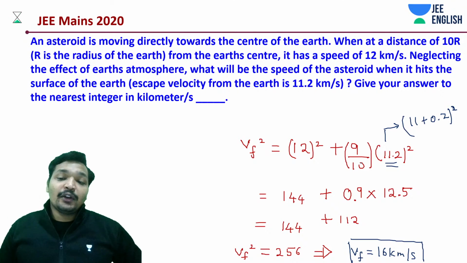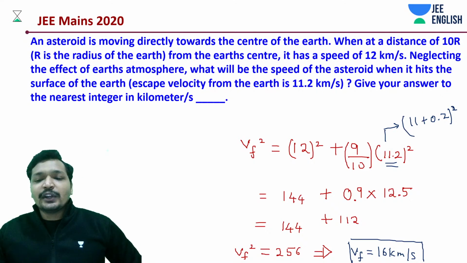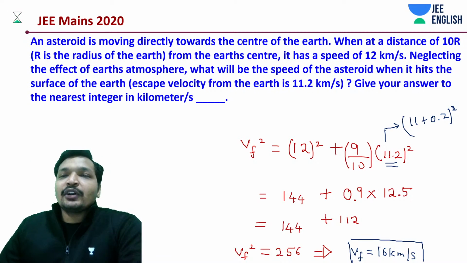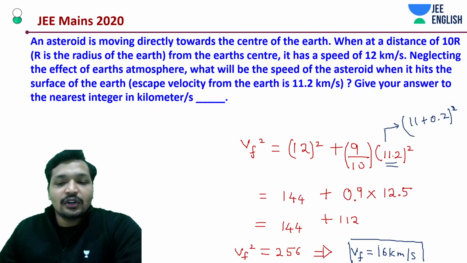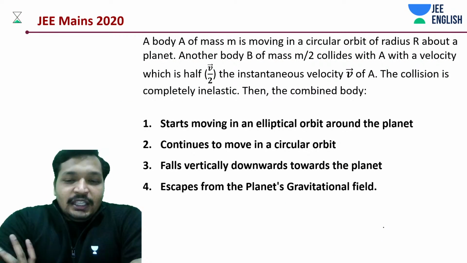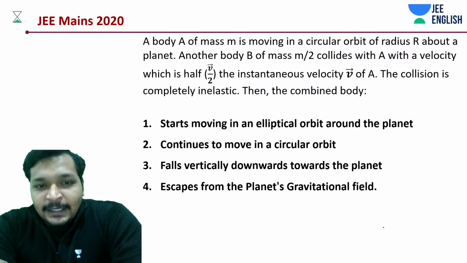In fact, this is going to be 125 point something. It's going to be a little more than 16, but near about 16. It's not 17 because 17 squared is going to be 289. It's not 289.